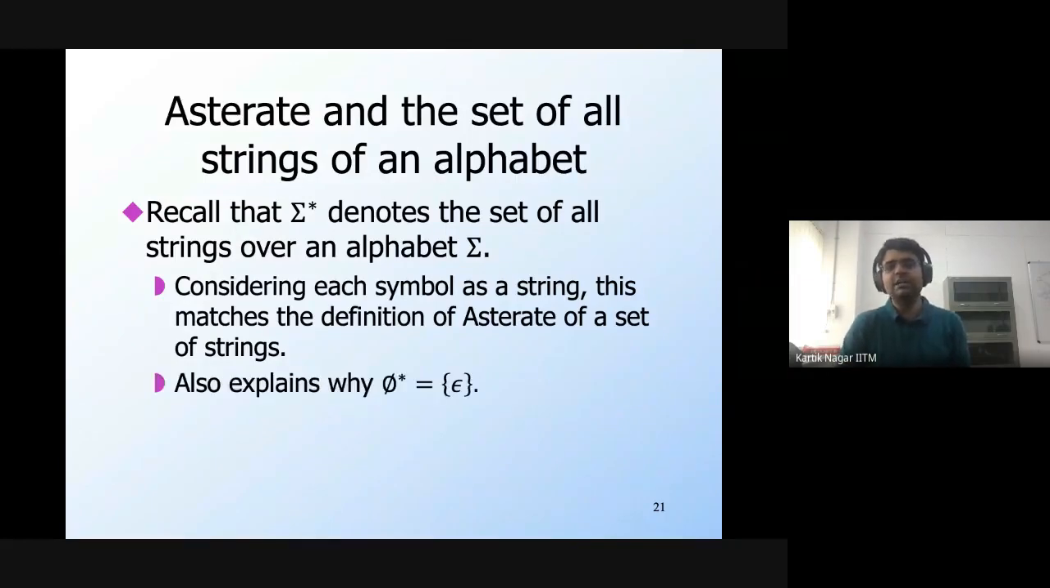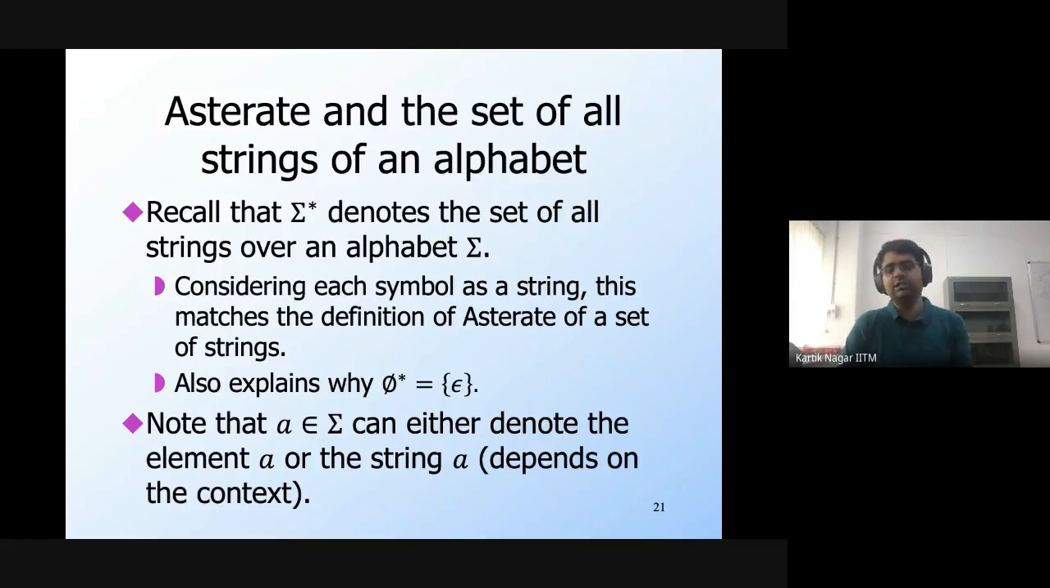And this also explains why we said that phi star is equal to epsilon. This phi star would contain all the positive powers of phi, but phi raised to 0 would be equal to epsilon, and any other power of phi is going to be the empty set, and that's why phi star would be epsilon.